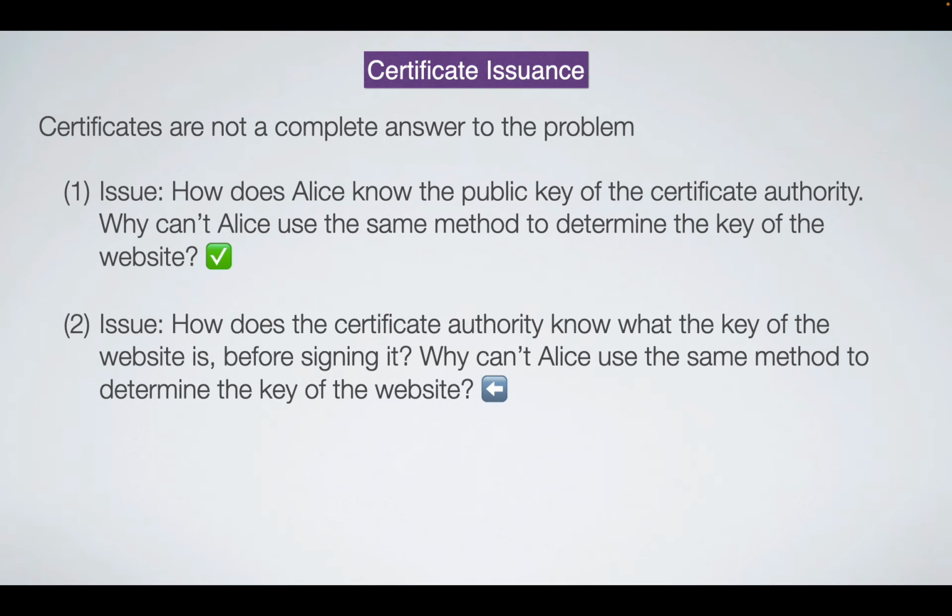Okay, so let's move on to the second question. GlobalSign somehow figured out what Concordia's public key was, right? So how did that happen? How were they able to figure it out? I couldn't figure it out. That's why I had to use GlobalSign. So how did they figure it out? And if they have a method for figuring it out, why don't I just use that method? Again, I don't need to use GlobalSign anymore.